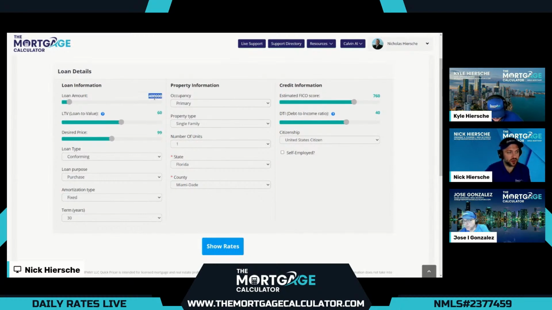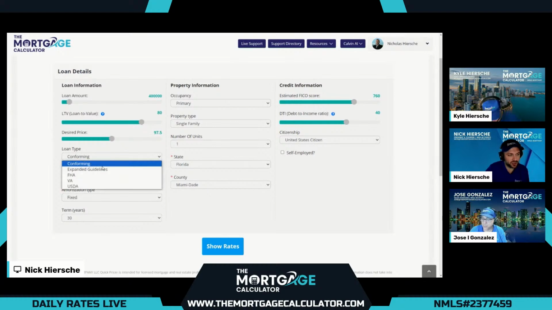For our demo, as we do every day, we'll set up a basic scenario and compare across the programs. So we'll set up a $400,000 loan amount. We'll set the LTV to 80% loan, 20% down payment. And we'll ask the computer to find the lowest rates we can offer for conforming conventional. We'll compare that with FHA, which is usually the second option for most borrowers. And then we'll check out expanded guidelines, also known as non-QM, where we have over 5,000 additional options beyond the standard here. We also have VA and USDA.